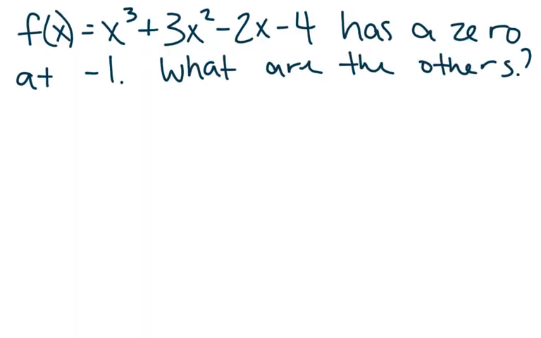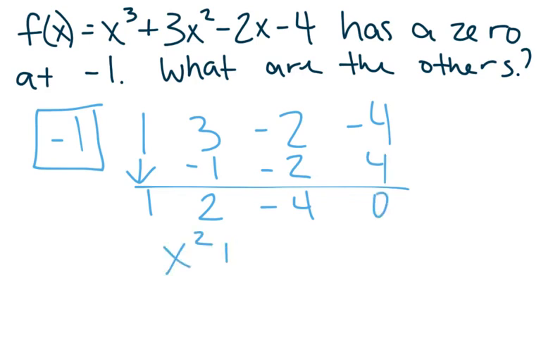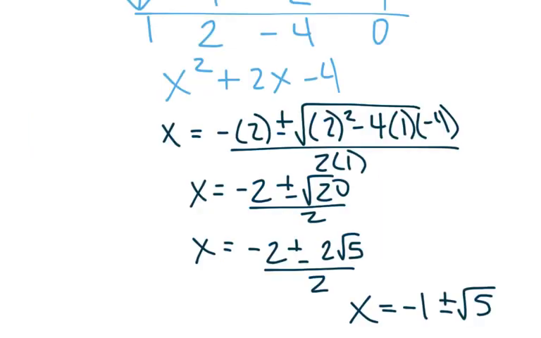One more. So you have this function. It tells you it has a zero at negative 1, and it wants to know the other ones. So if you know it has negative 1, you can just do synthetic division. Bring down the 1, multiply, add, multiply, add, multiply, add, x squared plus 2x minus 4, and then do the quadratic formula to figure out the others. So pause the video, do the quadratic formula.